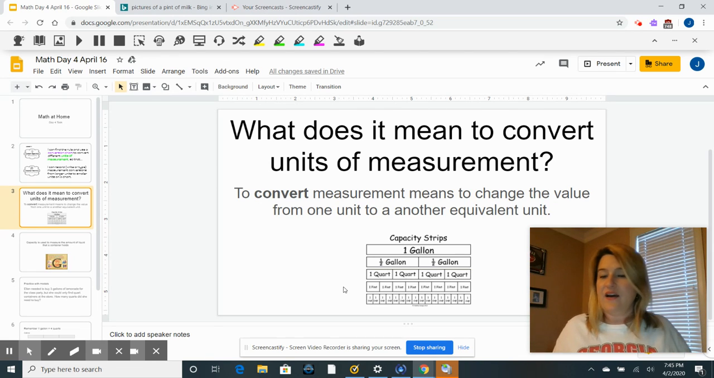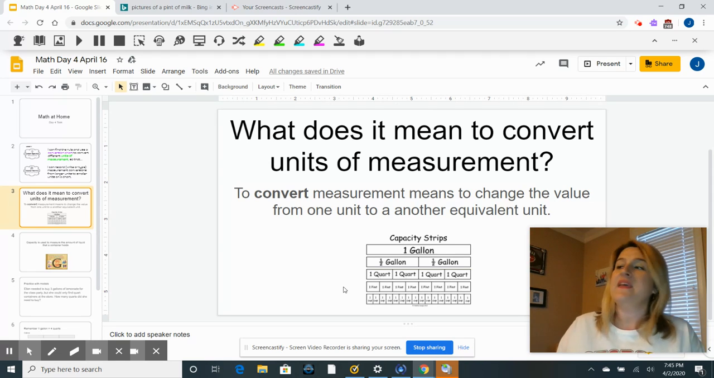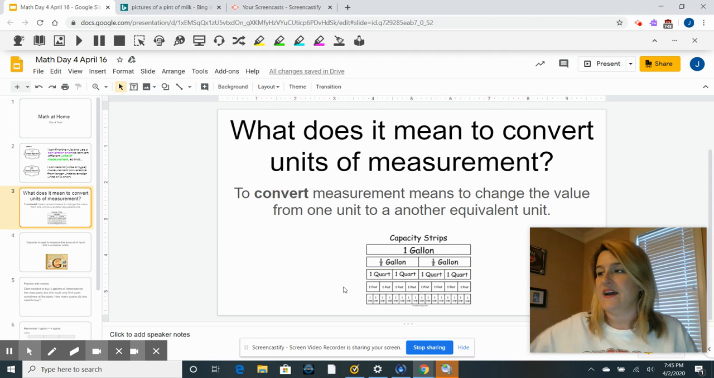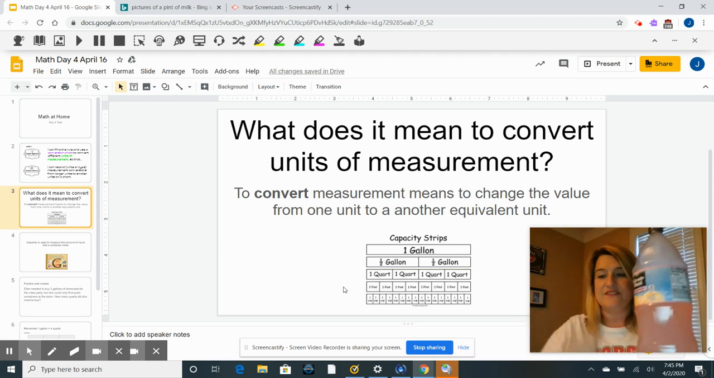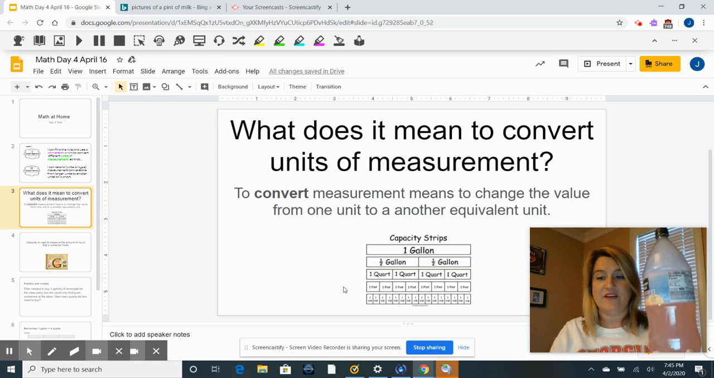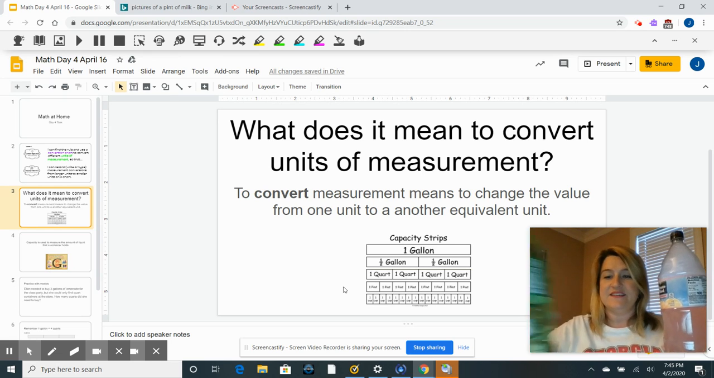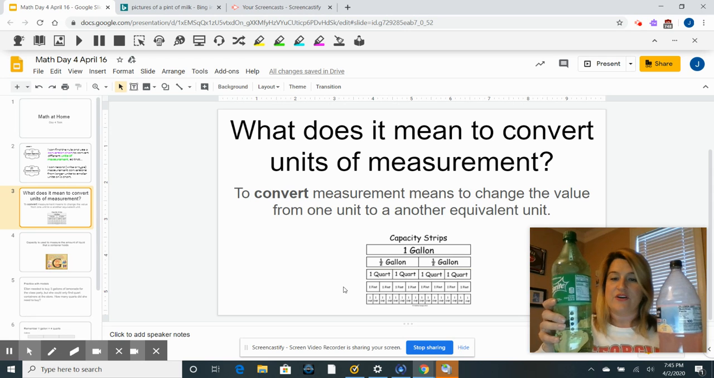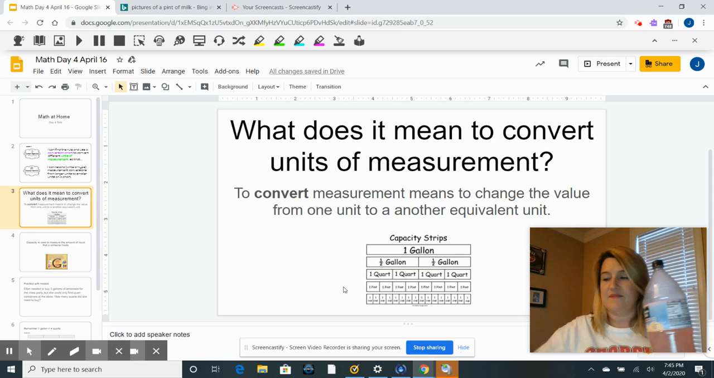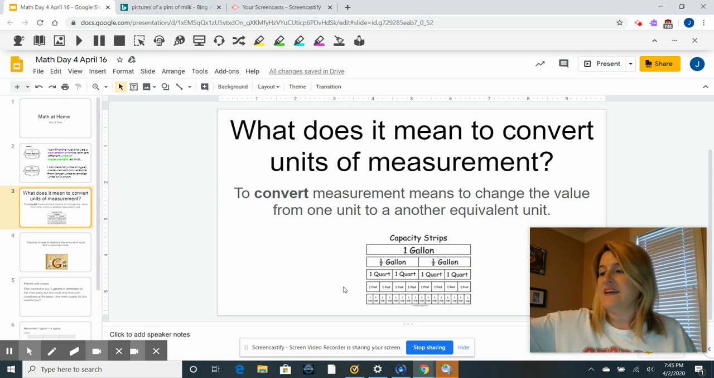Okay. Now we talked a little bit about the metric system, and if I were going to use liters, this would be a 2-liter bottle of pink lemonade. This is an example of 1 liter of Sprite. So that kind of gives you an idea of how much liquid that holds.